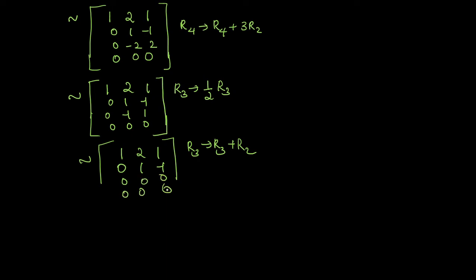Therefore, we have got our reduced matrix and it contains only 2 non-zero rows. Therefore, the rank of the matrix is 2, since there are 2 non-zero rows.